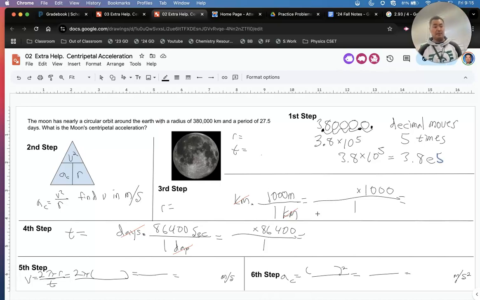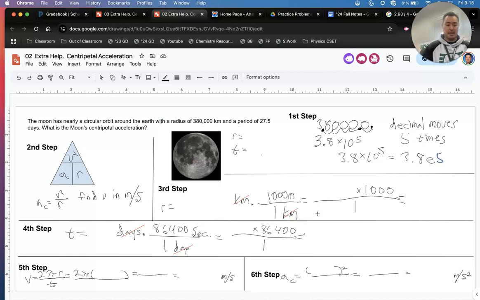The second step is to solve the problem. We want to find how fast the moon is coming back to Earth before it tries to get away again. Well, this triangle will help us find that. Acceleration equals velocity squared over r. Find v, because we need v to find a. So the third step will help us find v. We get the radius, we get the time, and then we divide it out, and then we plug it in.